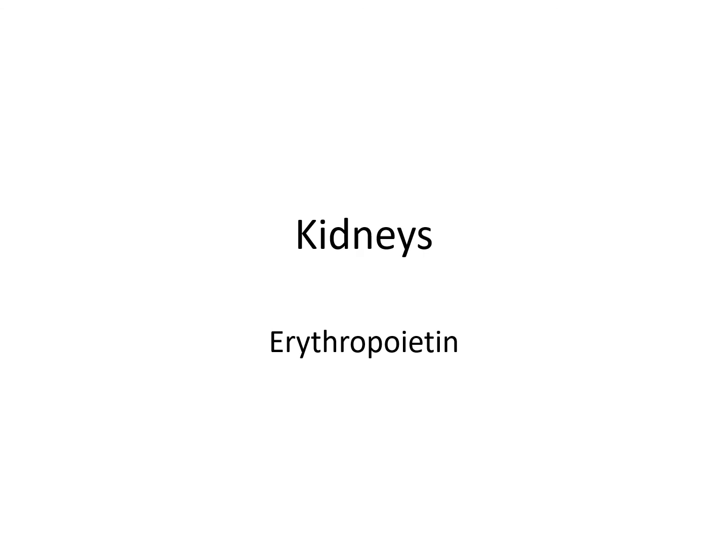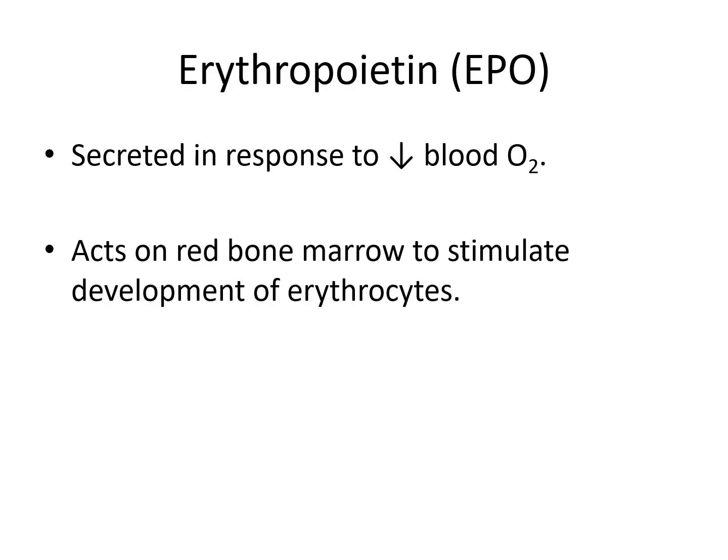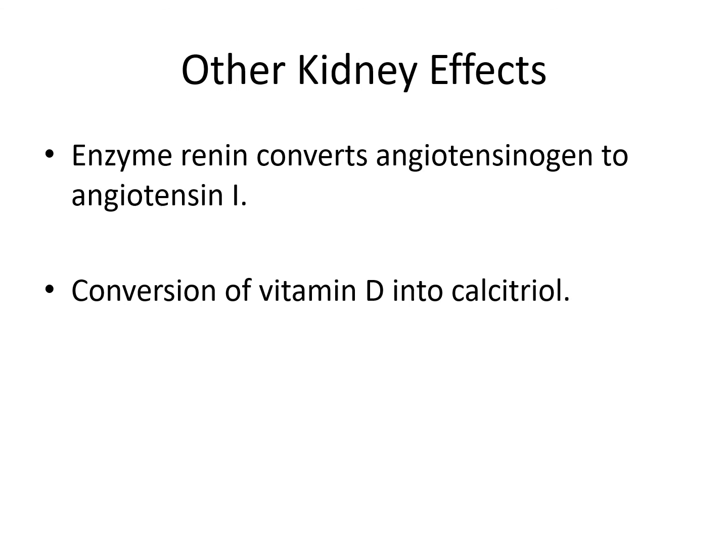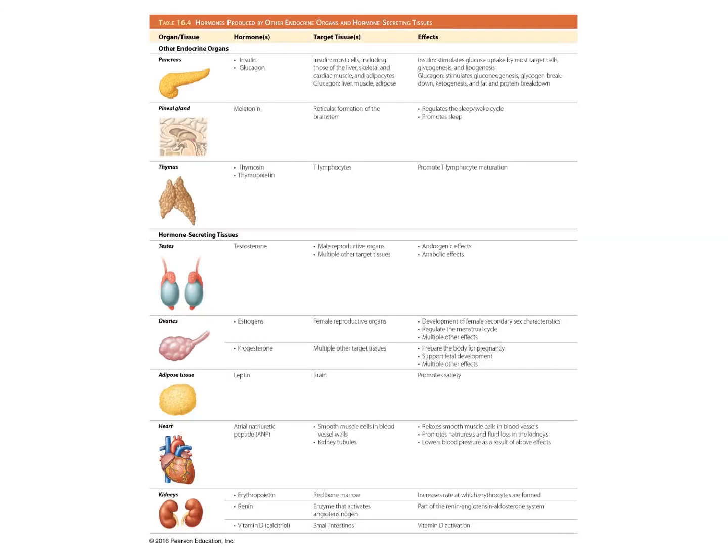The kidneys produce another hormone that you might have learned in SCB 203 called erythropoietin. Erythropoietin is secreted in response to low blood oxygen. And erythropoietin will act on the red bone marrow to stimulate development of erythrocytes. Other kidney effects are that the enzyme renin converts angiotensinogen into angiotensin 1, and the conversion of vitamin D into calcitriol. And here's the overview of the hormones that we've covered so far.